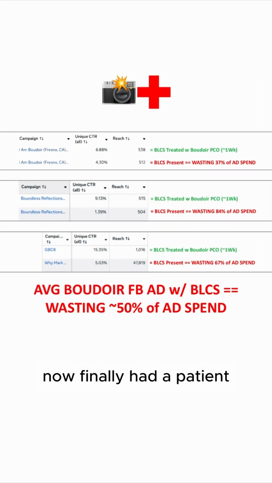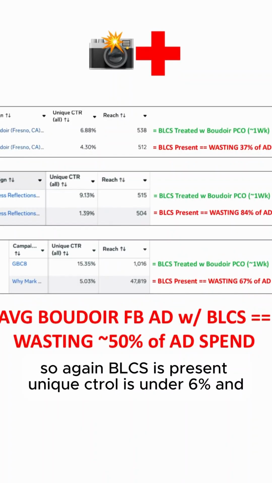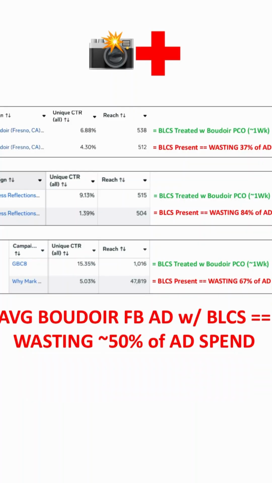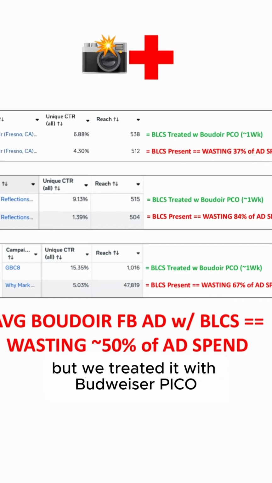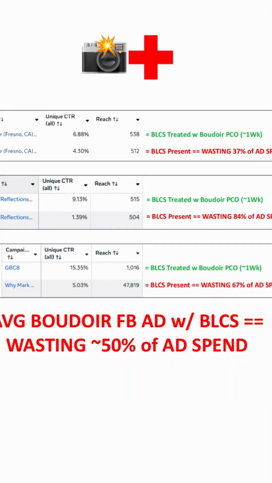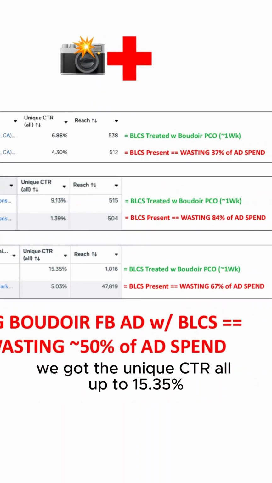Now, finally, had a patient, his Boudoir Facebook ad had a unique CTR all of 5.03%. So again, BLCS is present. Unique CTR all is under 6%. And we did a lot with this one. But we treated it with Boudoir Pico. Took about a week. We got the unique CTR all up to 15.35%.